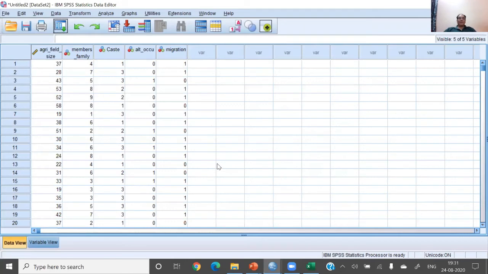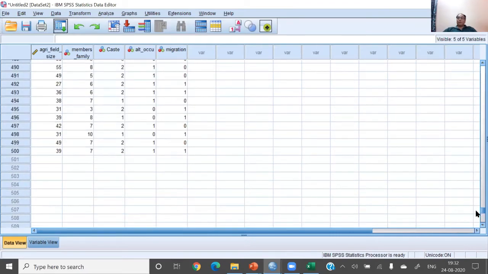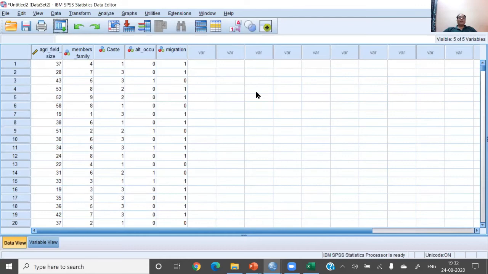Actually, it is a project that the government of Gujarat gave to one of the professors: kindly find out the factors or variables which can influence the migration behavior of villagers. This is a part of the data set, where we have 500 observations, and migration is the dependent variable. 1 means this villager migrated from the village, 0 means this person is still living in the village. And we want to predict the migration.